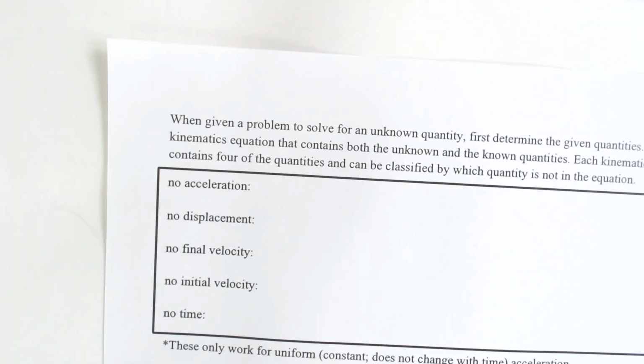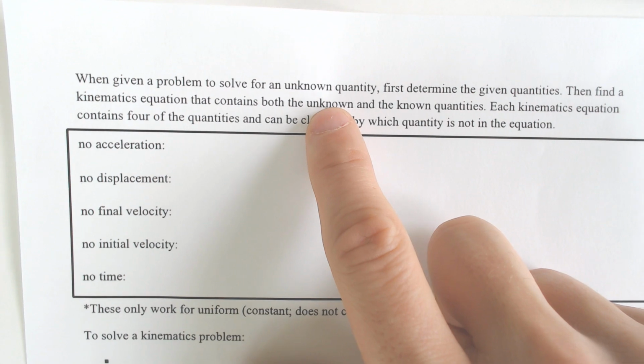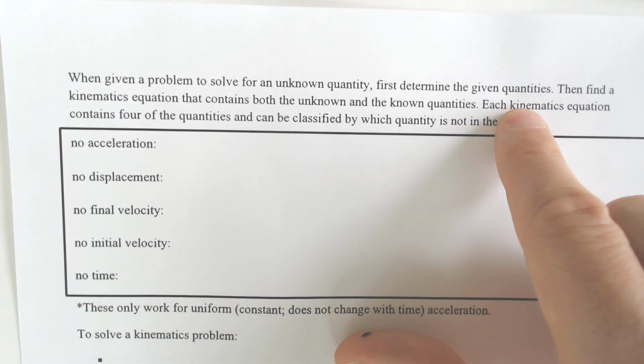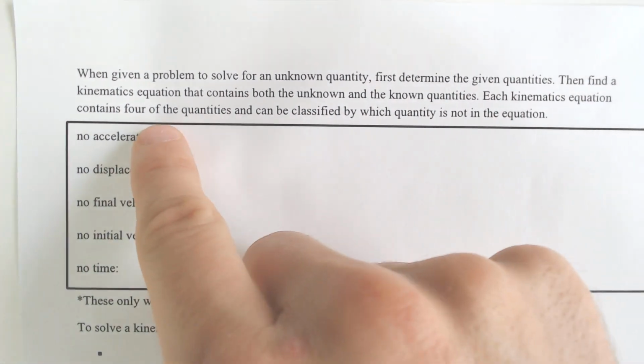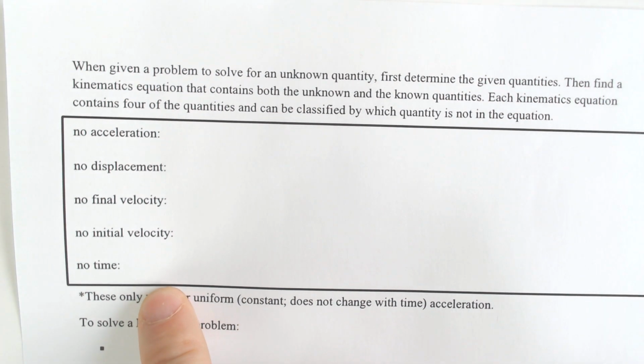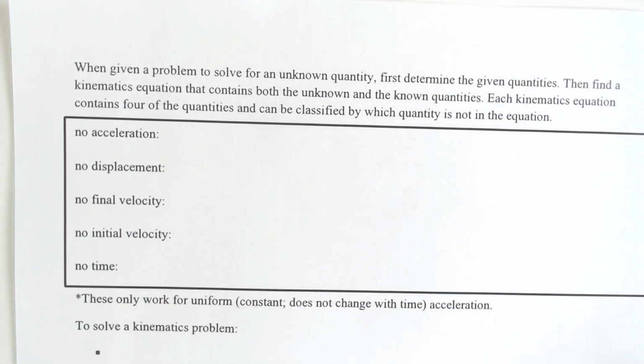All right. So when given a problem to solve for an unknown quantity, first you need to figure out which quantities you've got, and you have a lot of equations to choose from. Because there are so many equations, we're going to write them down, and we're going to figure out when you use each one as we move through the problems.